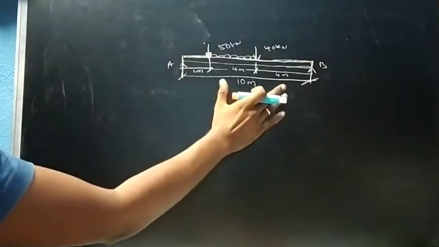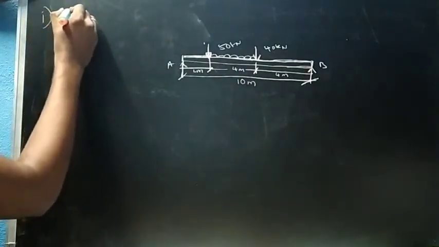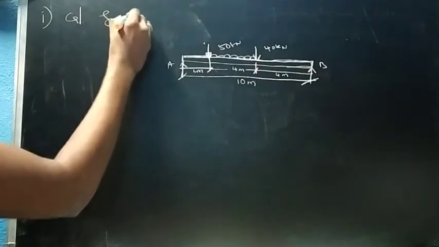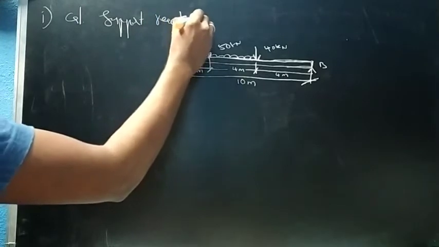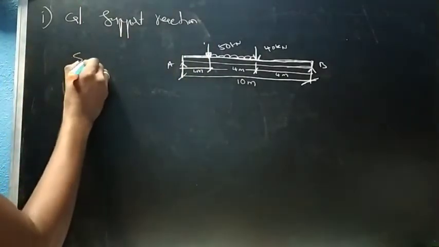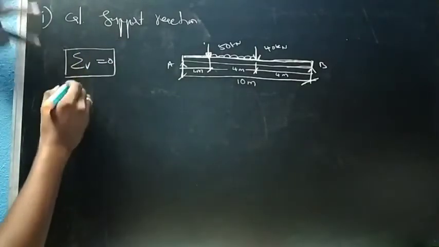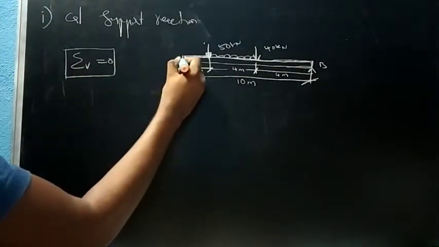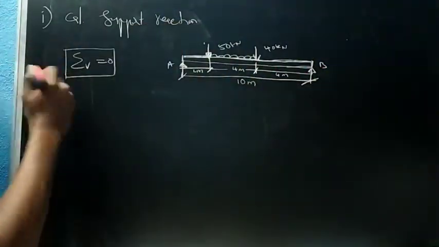The first step is to find out the support reactions. The step number 1 is to calculate support reactions, right? Support reaction. So summation of all the vertical forces equals 0, and also you can write summation of Fy equals 0, that is all the forces in y direction equals 0, right?